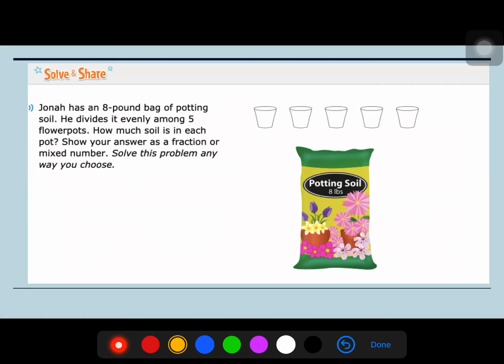He has 5 pots. He has 8 pounds of soil. Does he have more than 1 pound of soil for each pot or less than? He has more than. It's going to be a fraction that is greater than 1. He has 8 pounds of soil, and he is dividing it equally among 5 flower pots. So 8 being divided by 5 is 8/5, which I can convert. 5 goes into 8 one time, and I have 3/5 remaining.